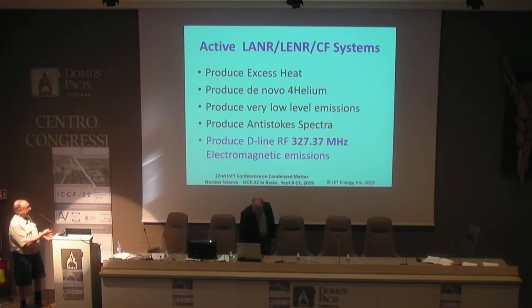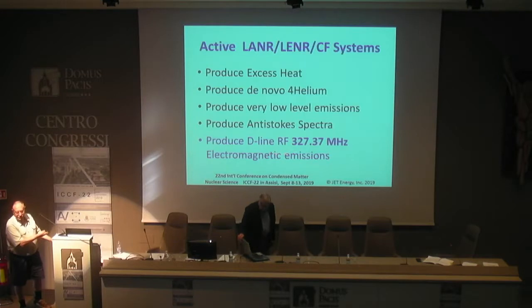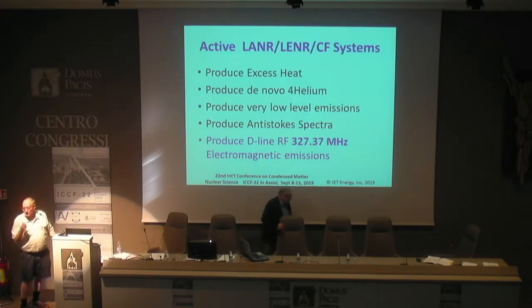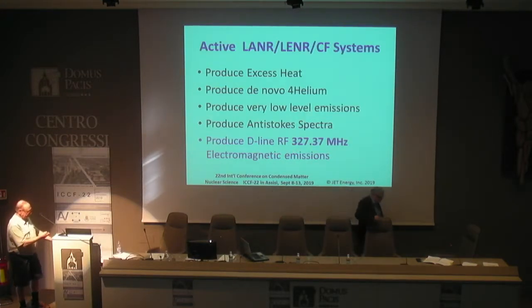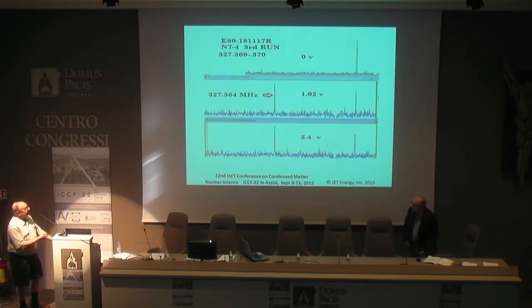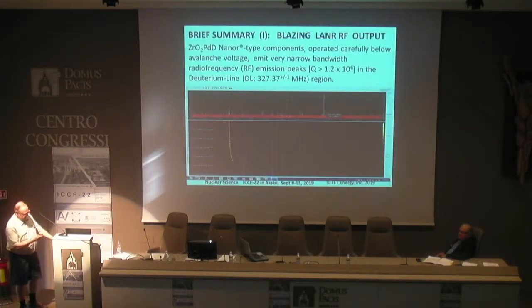the deuterium line, which is at 327.38, very close to the deuterium line, as an electromagnetic emission. We have shown you that outside of a Faraday cage, a Fabry-Perot box, we get a very high Q signal, which is about 10 to the 8th. And within the Faraday cage and Fabry-Perot structure, we get a blazing signal.